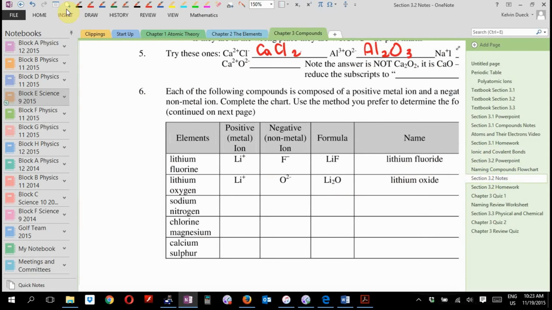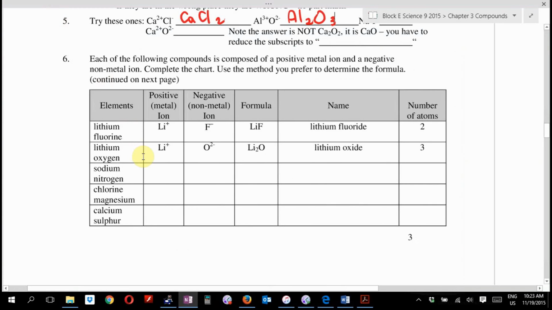So here, it's going to be N3 negative, so it's going to be Na3N, and you would call that sodium nitride? Yes? And 4 atoms of those. Chlorine and magnesium, Mg is, that's a good question, 2 plus. Cl is 1 minus, so it's going to be MgCl2. Magnesium chloride, and that has 3 atoms in it.